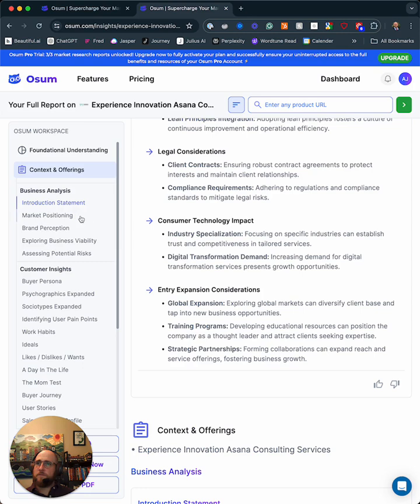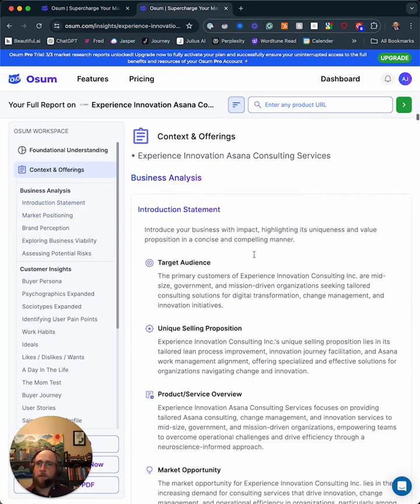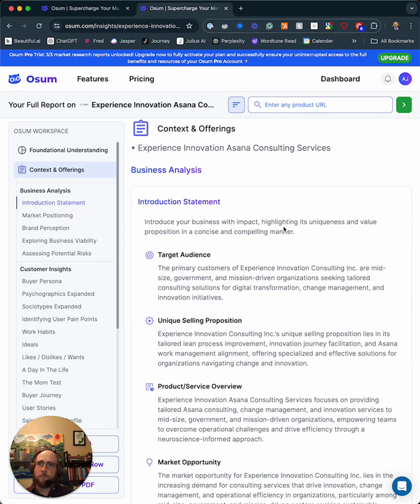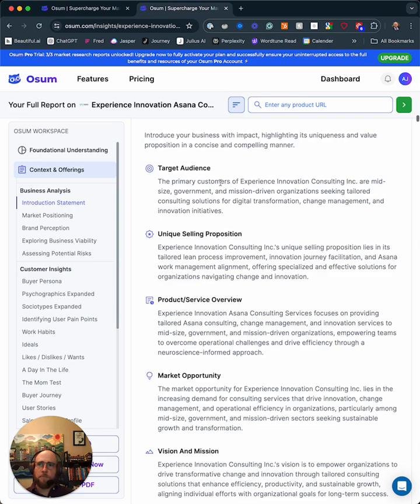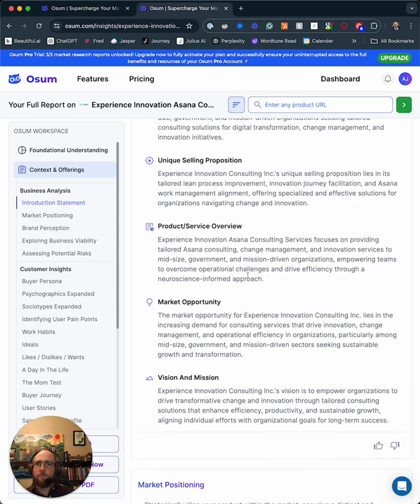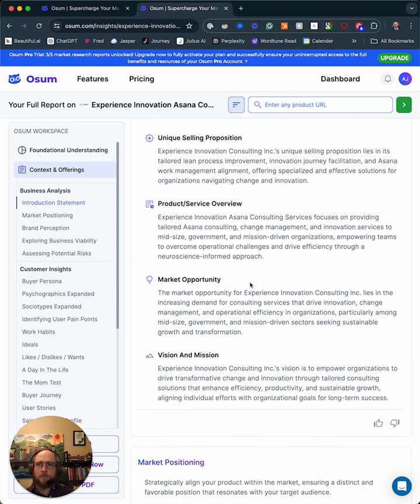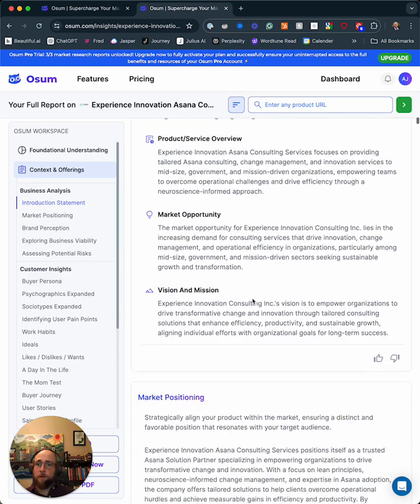So in terms of context and offering, I'll walk you through this now. It's quite extensive, so I won't go through every piece, but it does a good job of summarizing the key information about the business and giving me the information that I understand to be important. So this piece I was actually quite happy with.